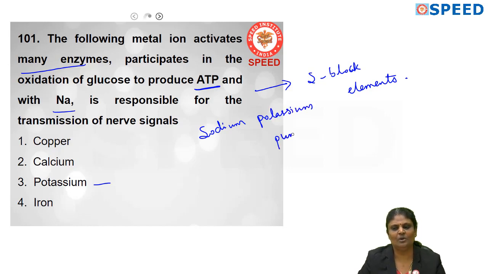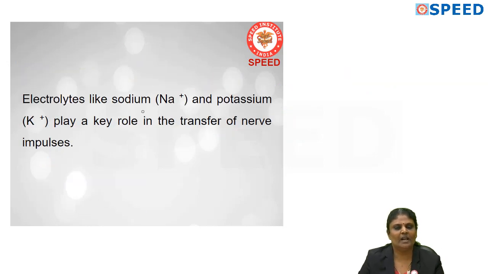Last year one question came from the magnesium part. This time, sodium is already given in your question paper. You have to find the other alkali metal, and potassium is the correct answer. Electrolyte sodium is a cation, and potassium is also a cation. These are present in the S block, group one elements, called the alkali metals.